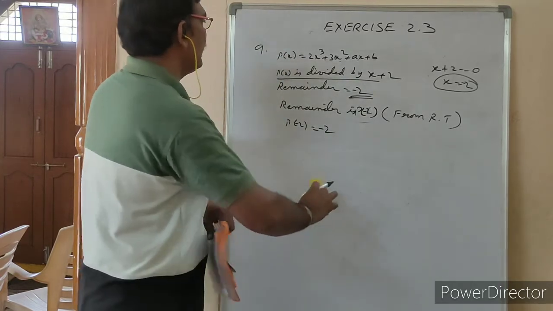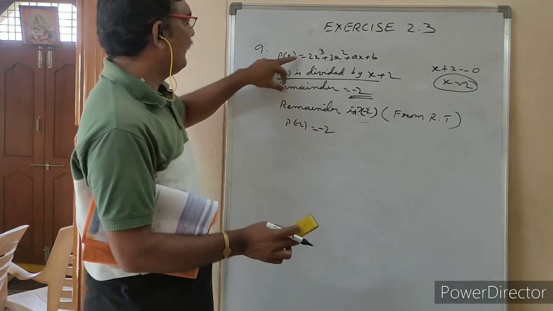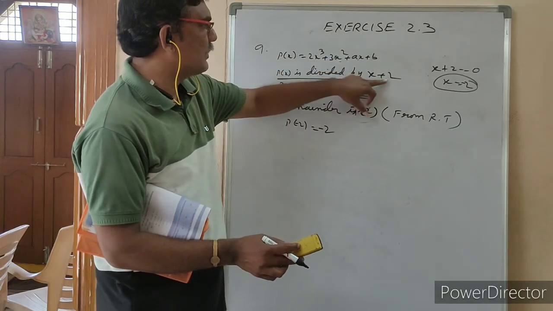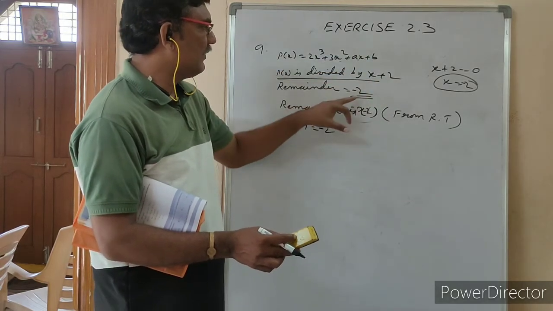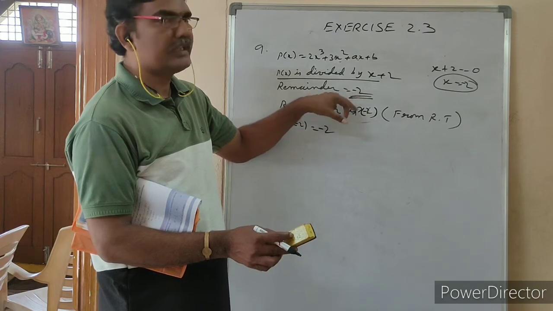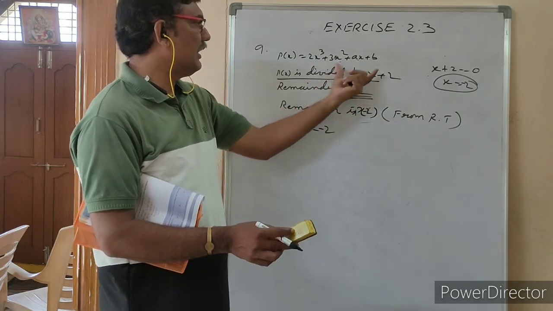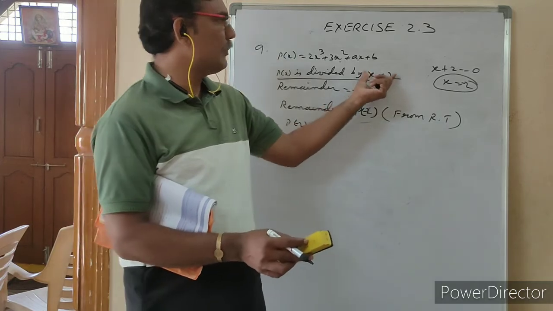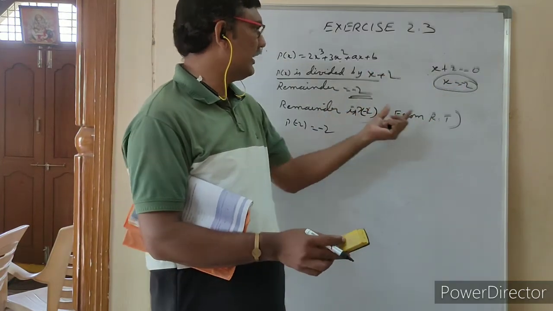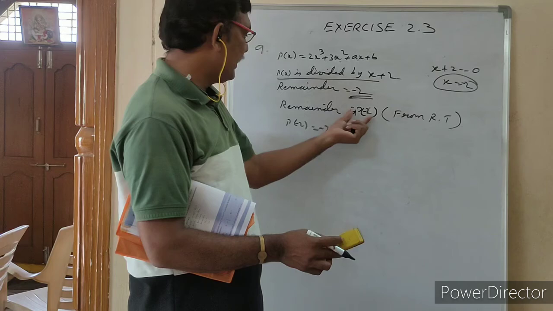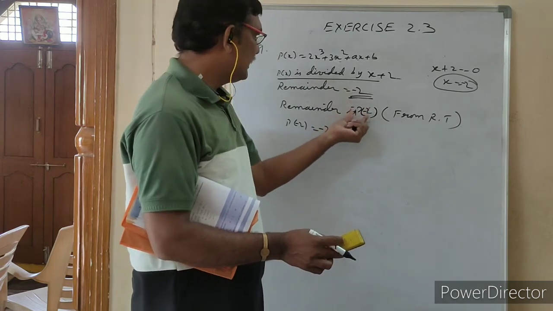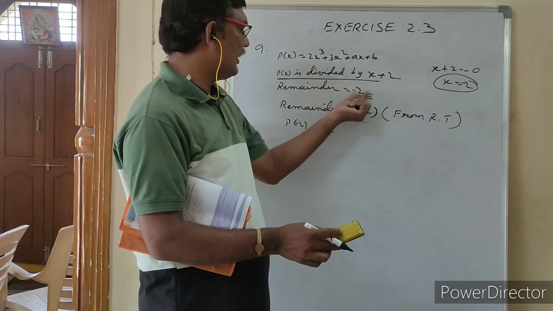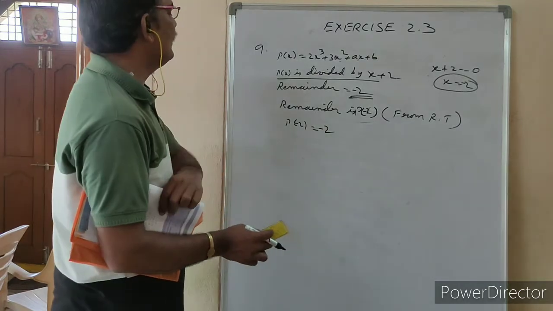Once again I will explain. P of x, this polynomial, is divided by x plus 2, and the remainder is given as minus 2. It is given in the textbook. But you are applying the remainder theorem for this linear polynomial equal to 0, so x is equal to minus 2. P of minus 2 is the remainder. So this is a remainder, and this is also a remainder. Both you can equate.